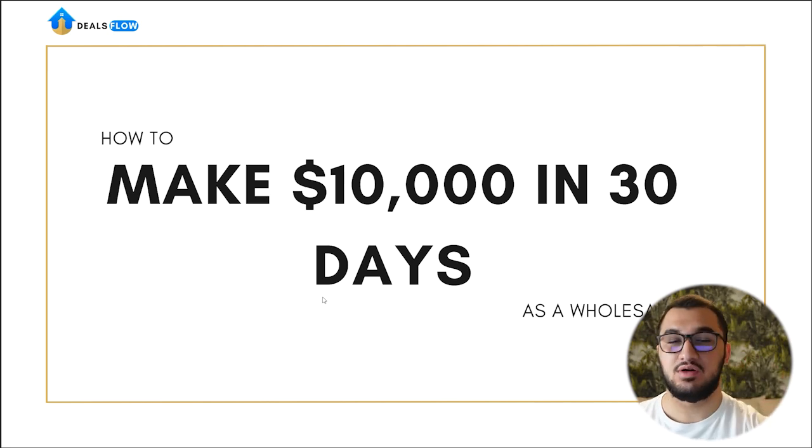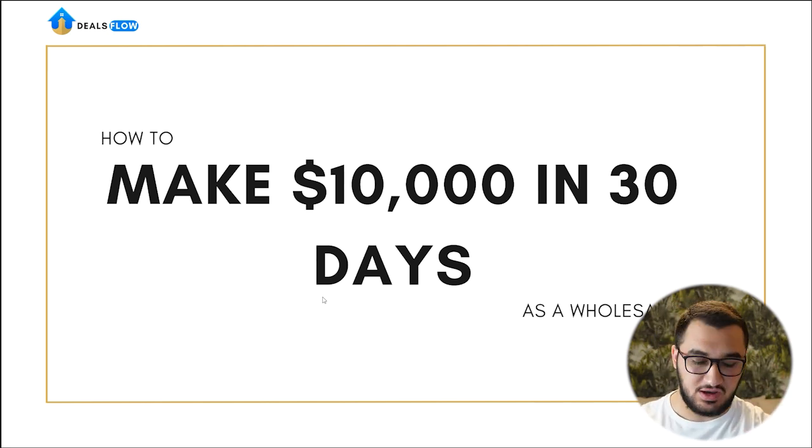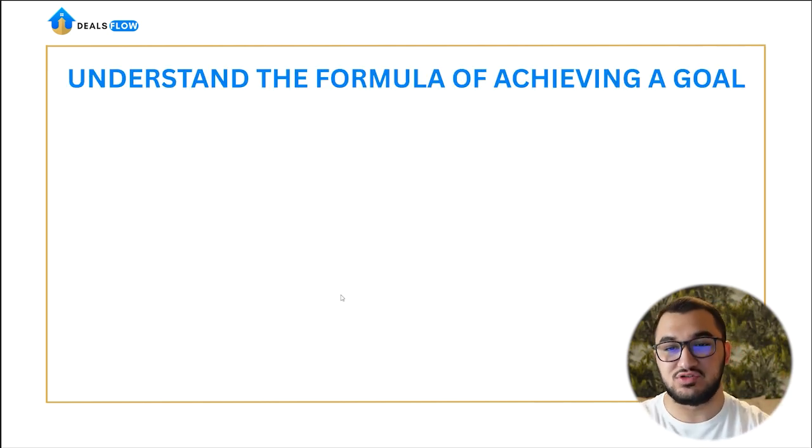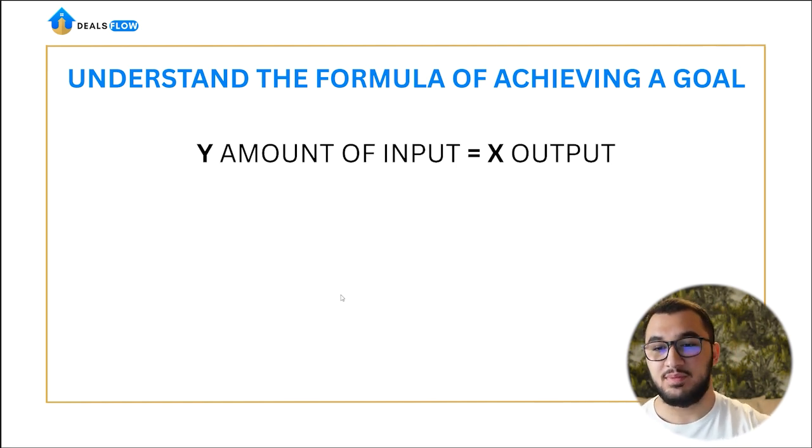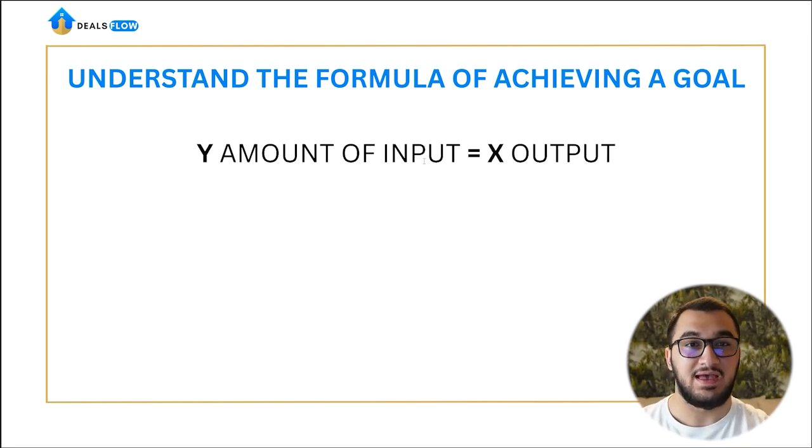How to make $10,000 in 30 days as a wholesaler? Let's dive into it. Now, you need to start by understanding the formula of achieving any goal in general. So, the formula is that Y amount of input equals X amount of output, right? This is the formula for achieving anything, basically.